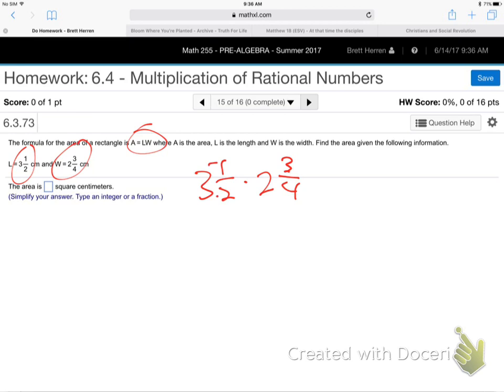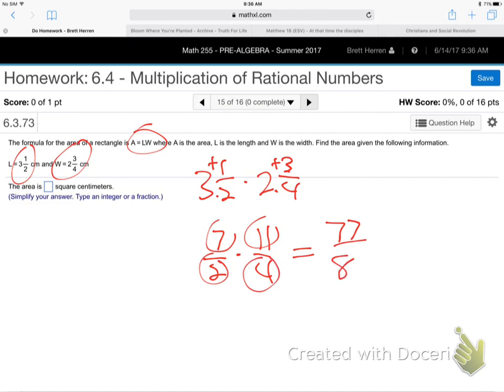Let's multiply the bottom, add the top, 7/2. Multiply the bottom, add the top, 11/4. And nothing cross cancels there, huh? 4 doesn't go into 7, 2 doesn't go into 11, so it just goes straight and straight. 77/8. Good. One more.